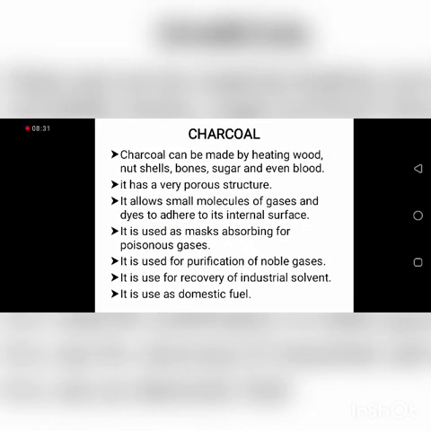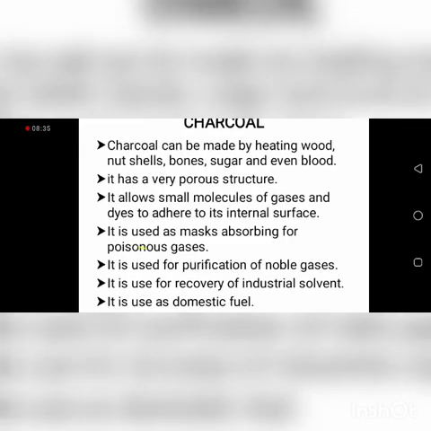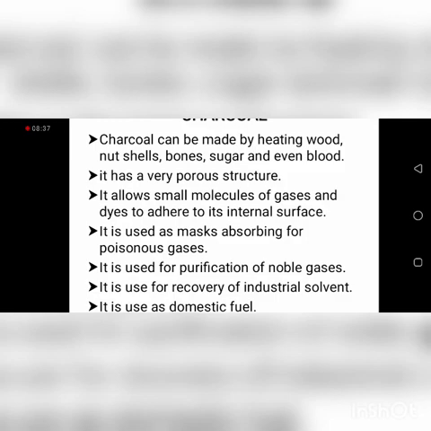Charcoal is another example of amorphous carbon. Charcoal can be made by heating wood, nut shells, bones, sugar, and even blood. It has a very porous structure, which allows small molecules of gases and dyes to adhere to its internal surface. So it is used in gas masks to absorb poisonous gases.